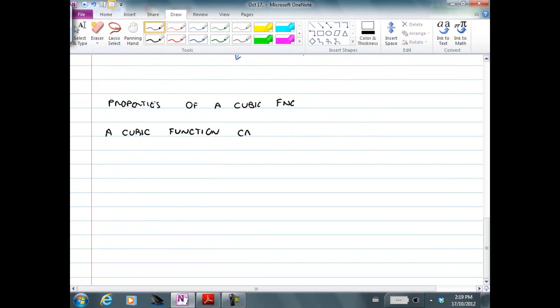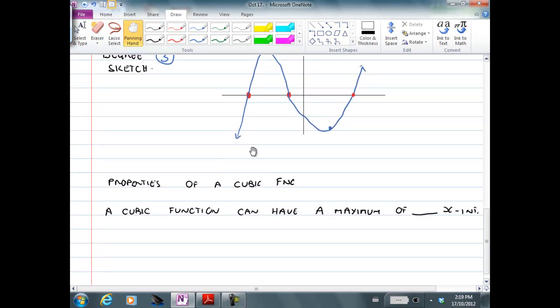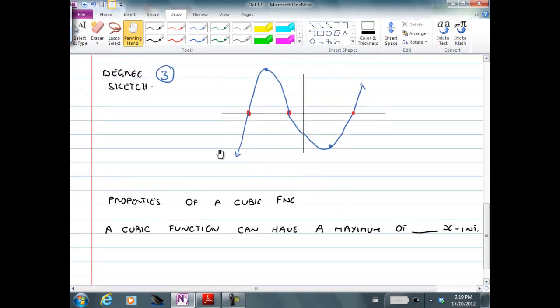can have a maximum of blank x-intercepts. Says this, a cubic function can have a maximum of blank x-intercepts. If I look at my cubic function, what's the most you can have for a cubic function? 3. Because no matter what I draw, I can have a maximum.